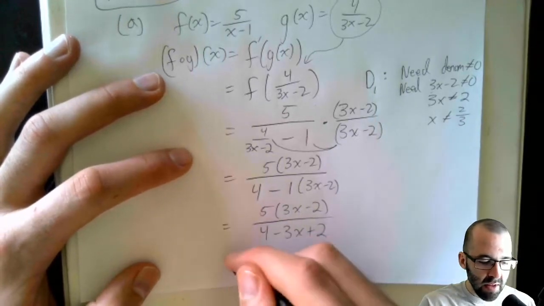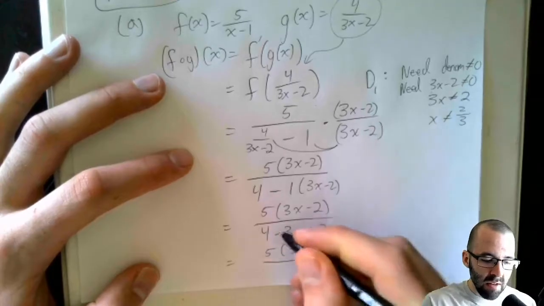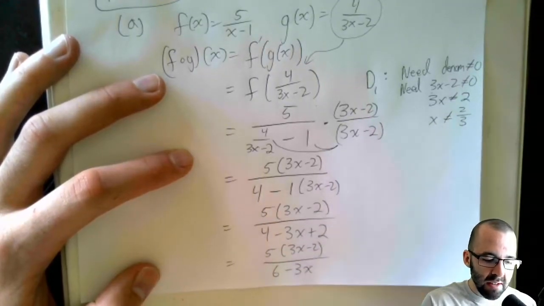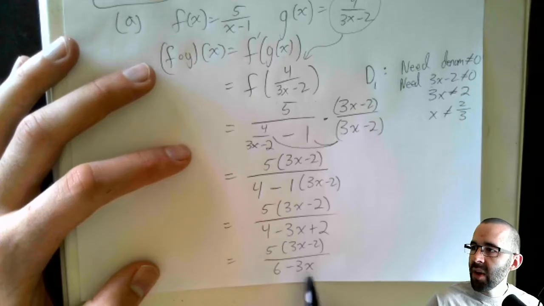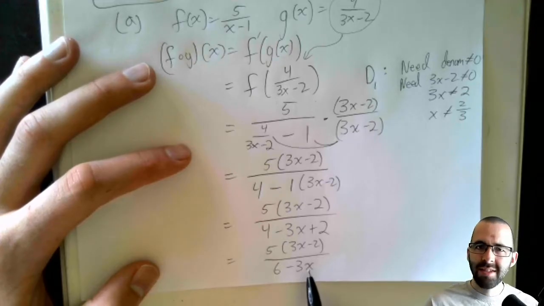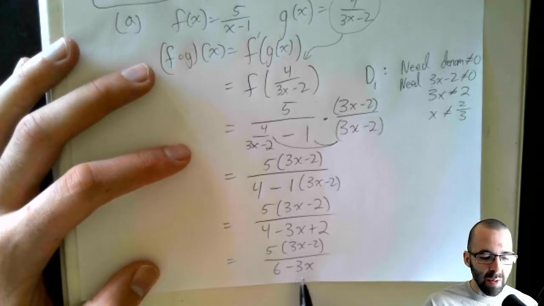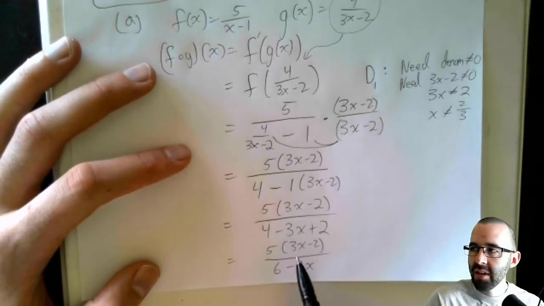So what does this become? This becomes 5 times 3x minus 2. 4 plus 2 is 6. So you get 6 minus 3x. And a lot of times when we deal with rational expressions, the best thing to do is leave everything factored. So we're going to keep the top factored and then we're going to factor the bottom. But we only factor the bottom after we've combined all the like terms.